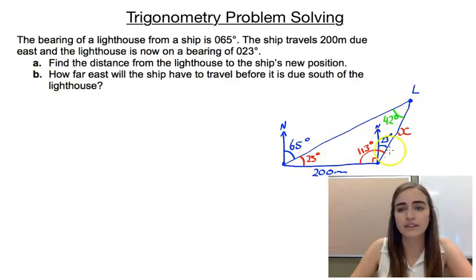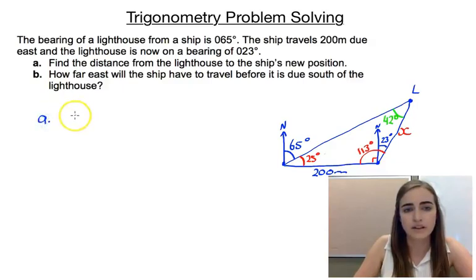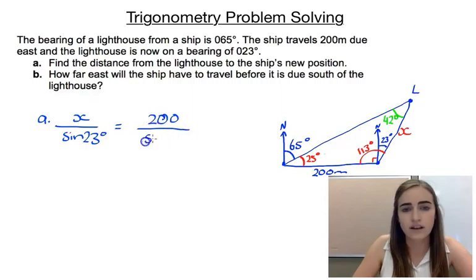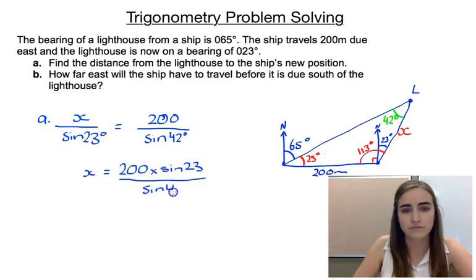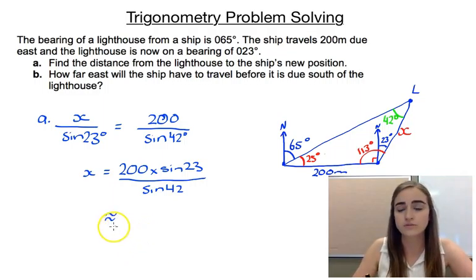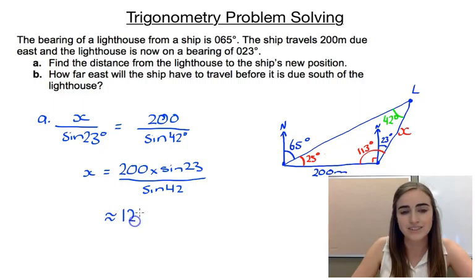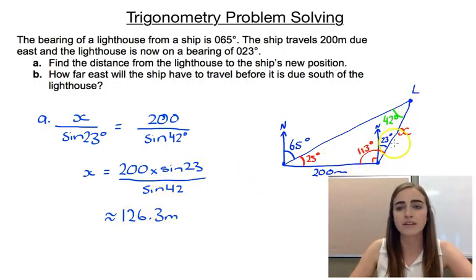So now we can use the sine rule to find the length of that side x. This is part A. We would have x over sine of its opposite angle, which was its 23, is equal to the other side that we have, so 200, over sine of its opposite angle, which is the 42 that we just found. So now to get x on its own, we'd multiply both sides by that sine 23. So we'd have 200 times sine 23 over sine 42. If you pop that in your calculator and round to one decimal place, you'd end up with 126.3 meters. So our ship is now 126.3 meters from the lighthouse.